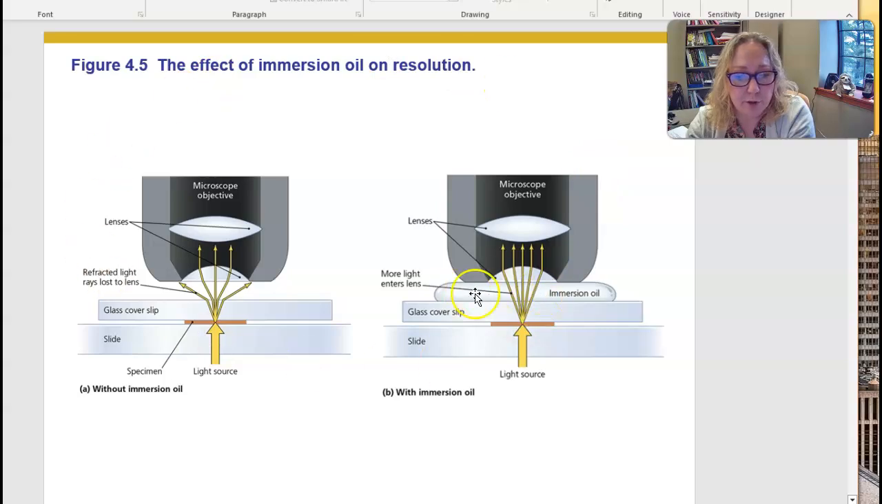Again, big, here's your immersion oil. This is why you're not losing any of this light. It's going to be all right there.